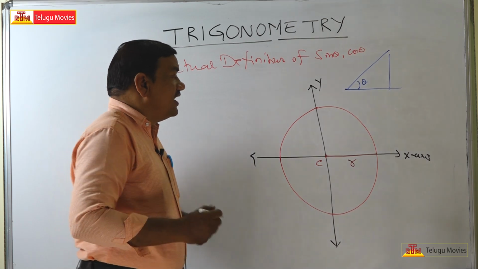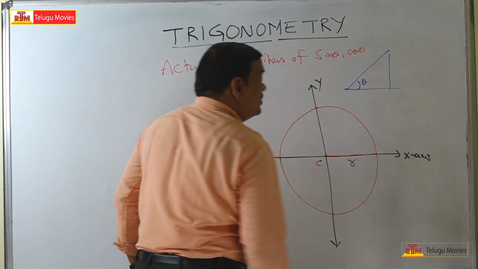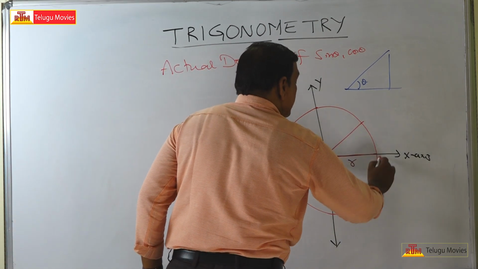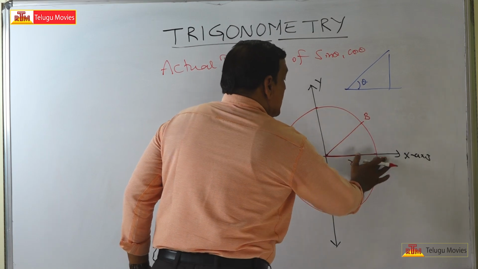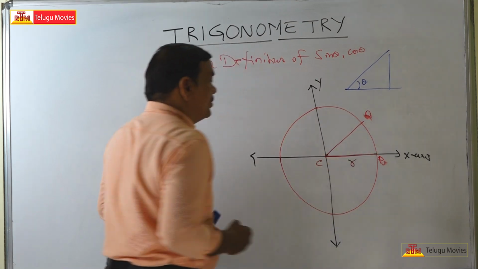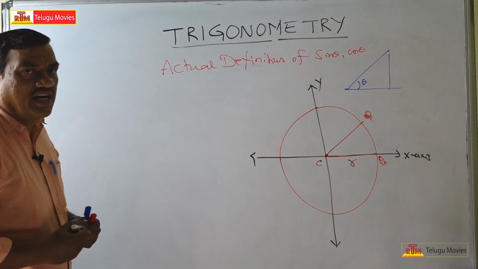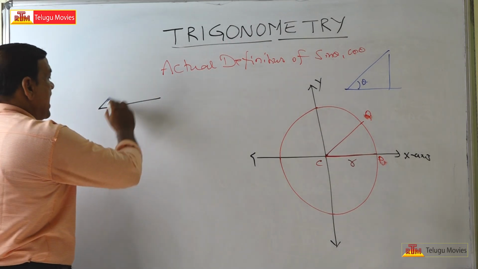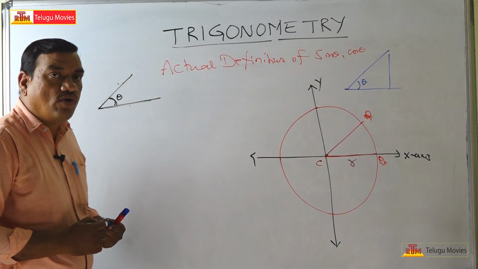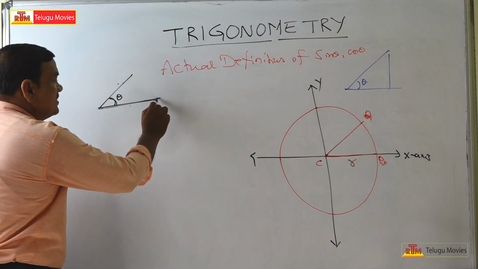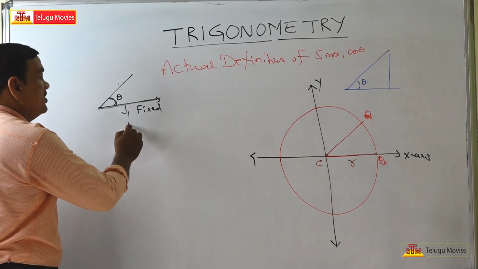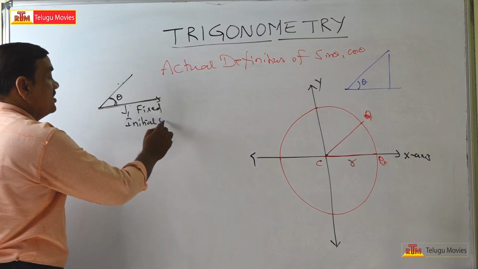Let us take this as an initial side, and let us take the terminal side. This is the terminal side, OA, OB, otherwise OP and OQ. As you already know what is an initial side and terminal side. In any angle, these two are called sides of the angle. Let us consider one side is always fixed. So this is called the initial side.